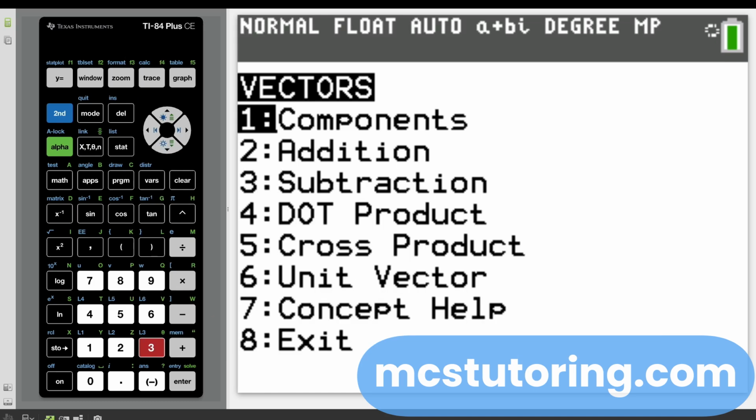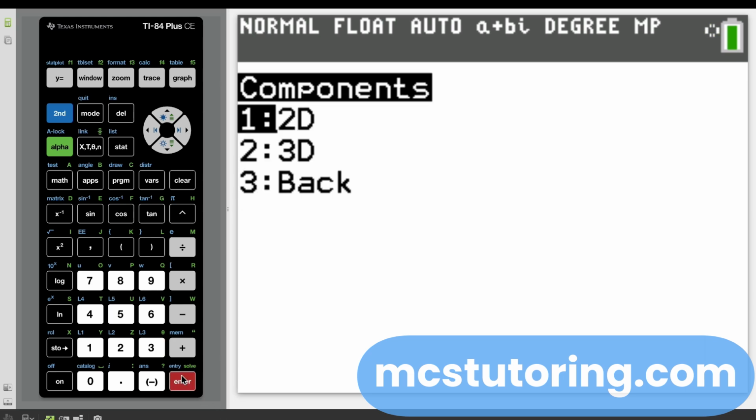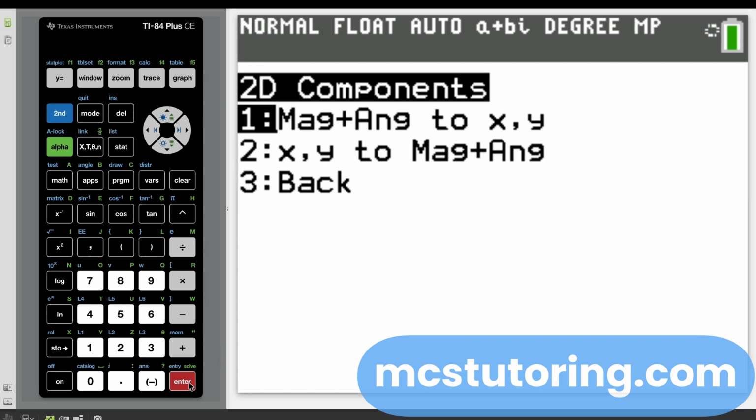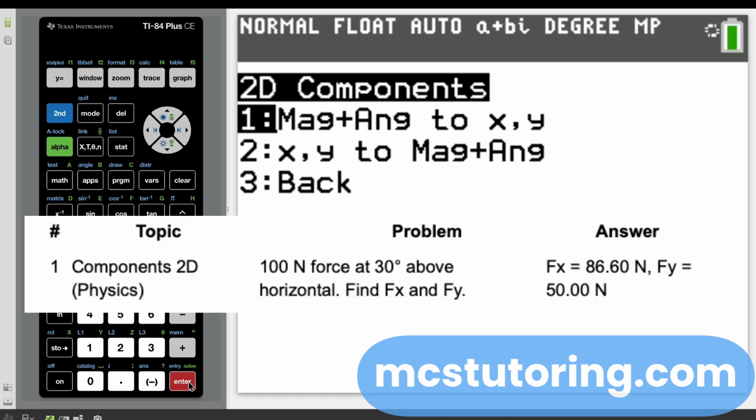The first section is components. This is probably the most fundamental vector skill. Converting between magnitude and angle form and XY component form in either direction. From the main menu, we select components, and then we'll go to 2D for two-dimensional. Then you'll see 2 options: magnitude plus angle to X and Y, or X and Y back to magnitude plus angle. We'll try both. For this first one, it's a physics-style problem.